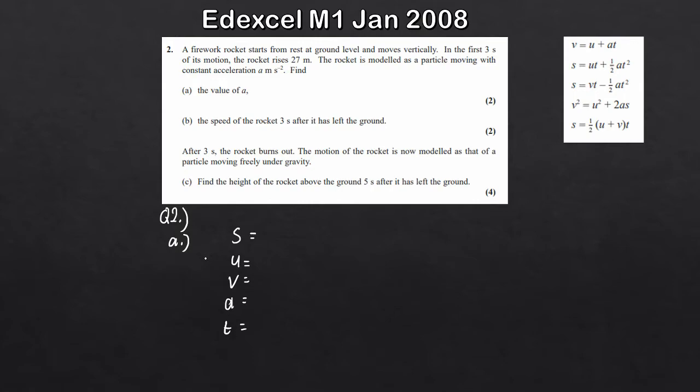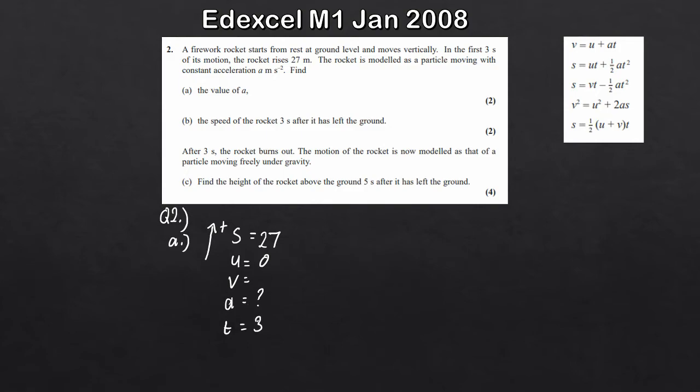So again, I'm taking positive as being upwards. So what can we jot down here? Well, we know the height, the displacement is 27. We know it's starting at rest, so that means our initial velocity is 0. We don't know v, there's nothing given for that. We want to work out a, so that's where we put our question mark. And we know the time, we're given that in the question, that's 3 seconds.